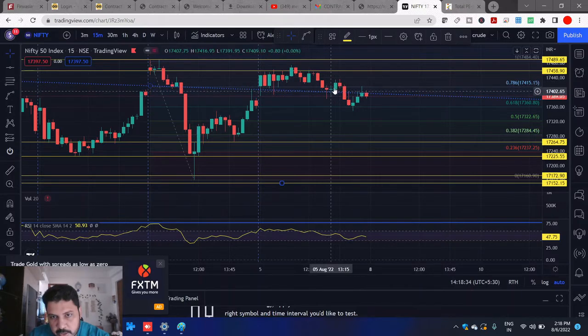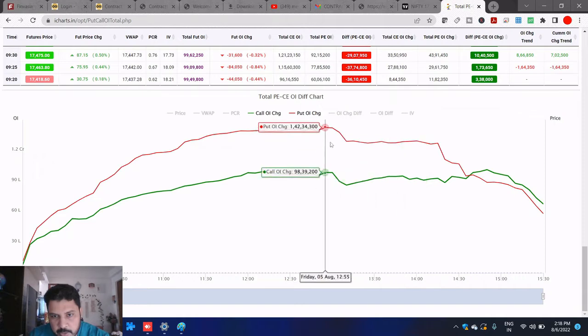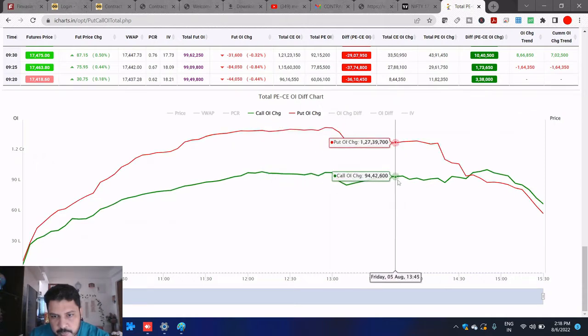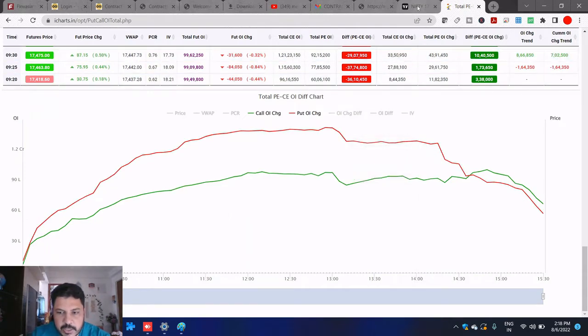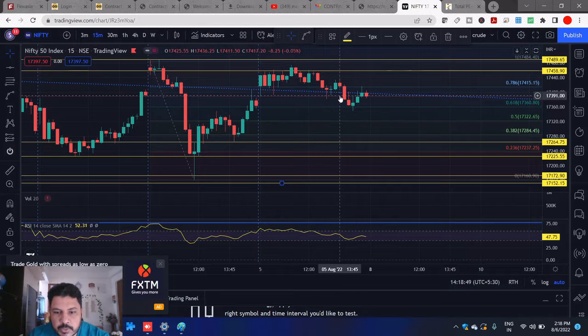And later when the trend changed, call writing started picking up from here after 1 o'clock. Both came to a point where around 2:35 calls started picking up. Let's see 2:35.